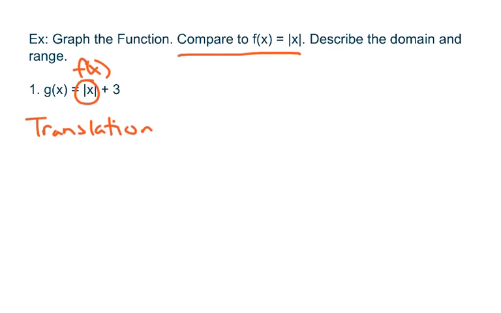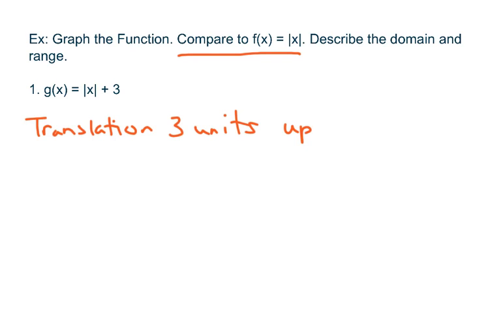Translation 3 units. And since it's vertical, the directions are normal, that would be a direction of up. So it's a translation 3 units up. That's the comparison to the original function, f of x is equal to the absolute value of x. Let me get rid of the red writing. So the first part, compare the function to the original, or the one we're given. It's a translation 3 units up.